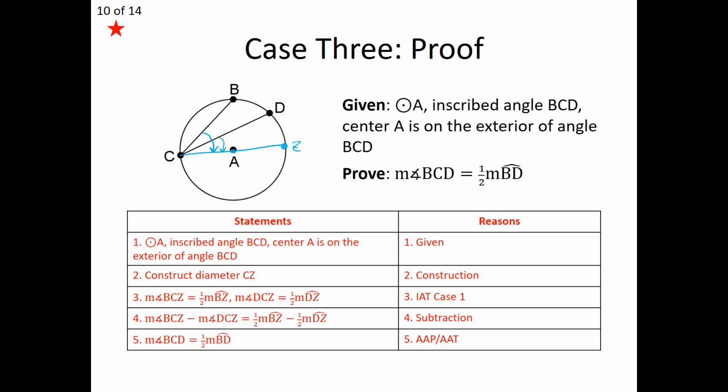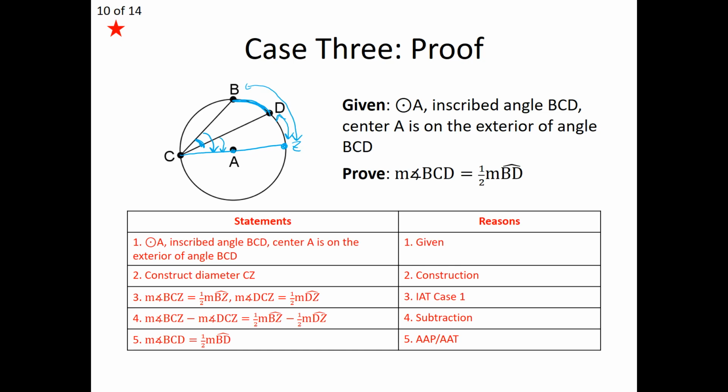So again, I can use the inscribed angle theorem case 1, but notice that the arcs they're cutting are the entire arc here and this partial arc from D to Z. But we are focused on our main portion of the arc here, which is BD, and this inscribed angle here, BCD. So we have to figure out how to relate those together.